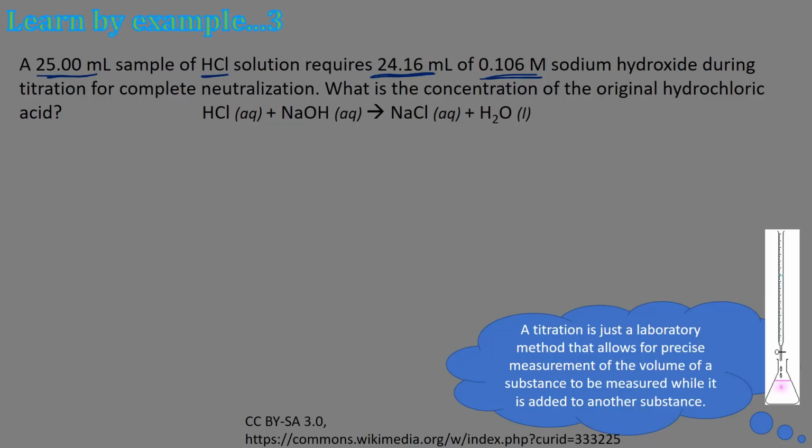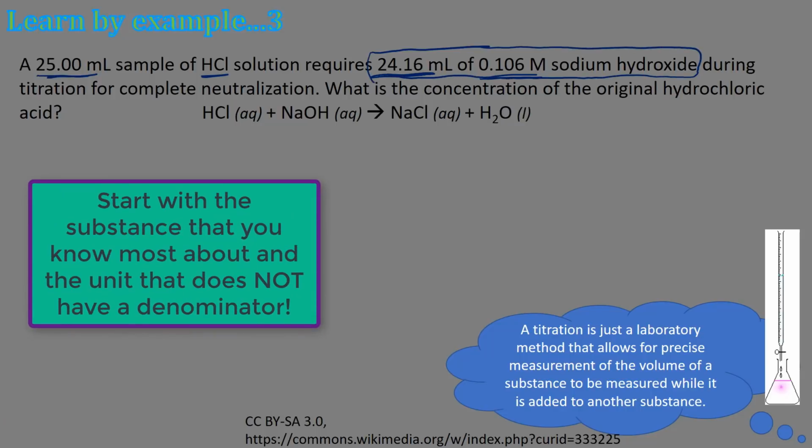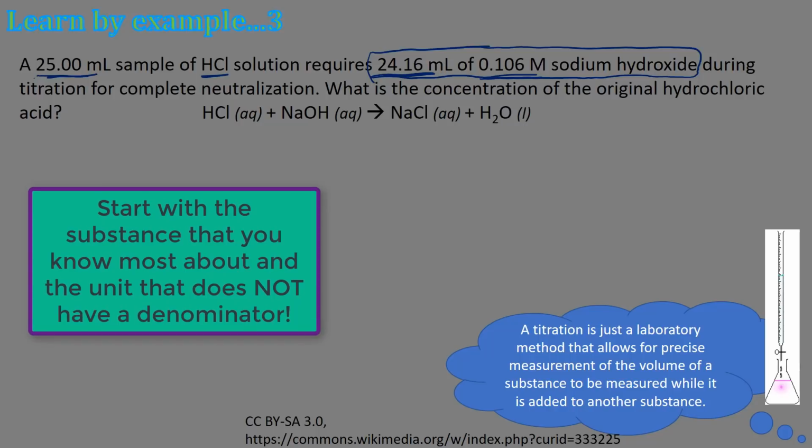All right, so I'm going to start with this information here because I have the most of that, right? You always start with what you have the most of, and we're going to end with this. So I've got 24.16 milliliter, and I'm going to start with this number instead of this one because this molarity is really moles per liter. You always start with the units that don't have a denominator. So I'm going to start with 24.16 milliliters of sodium hydroxide.